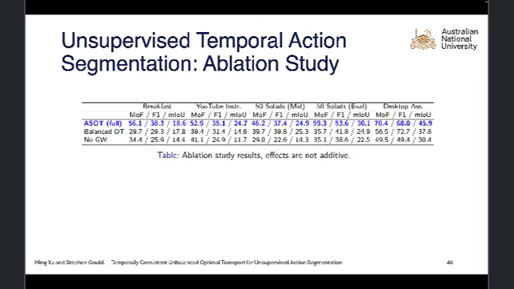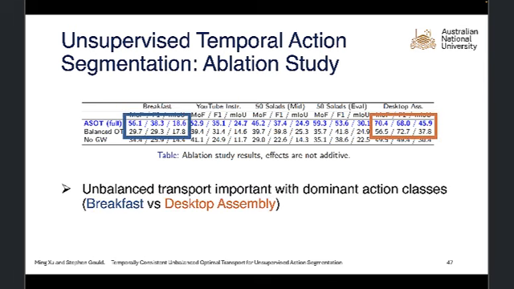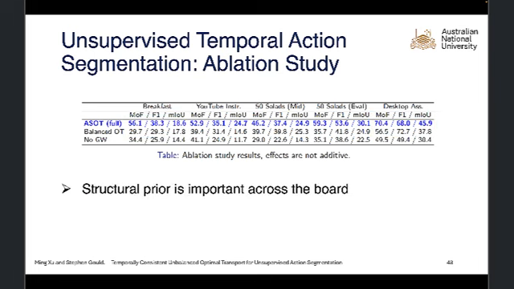In an ablation study, it's important to note that Breakfast has dominant action classes. It's very long tail. And so if we remove unbalanced transport, it makes a big difference to the performance. Whereas for Desktop Assembly, it makes less of a difference. And as well, the Gromov-Wasserstein, the structural information is very important. It's just fundamental to videos, and it's important across all the datasets and metrics.